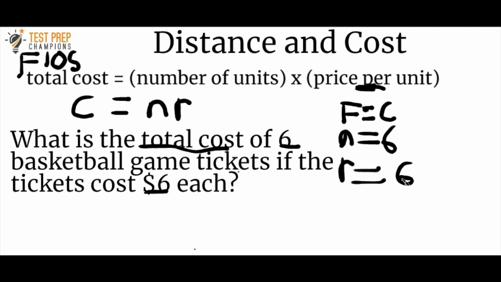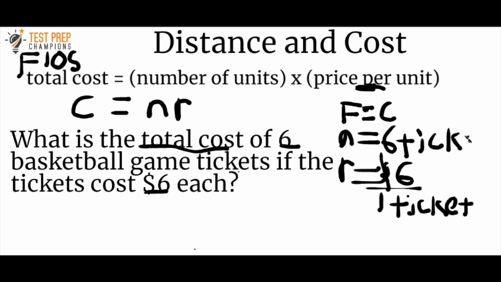And so let me just write this out with the units. So $6 per one ticket, all right? Because remember, rates compare quantity to 1. All right, and so just to keep the units on here, we've got $6 per one ticket, and this N is for 6 tickets, all right?